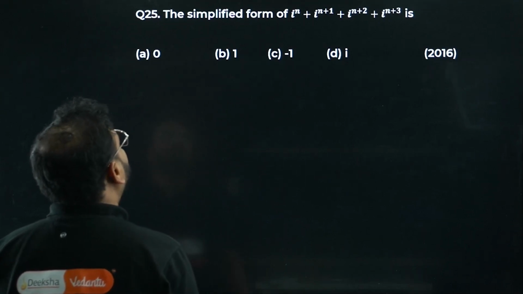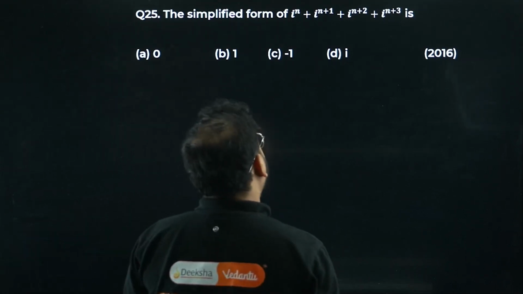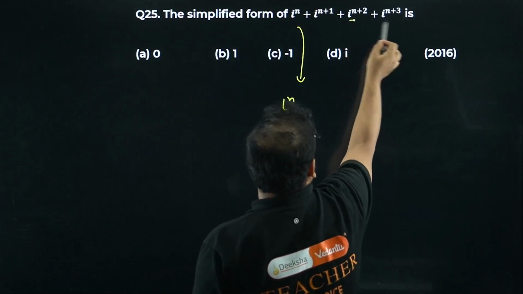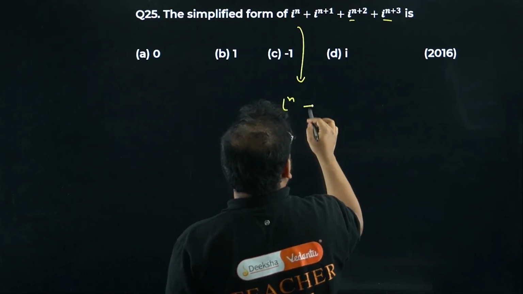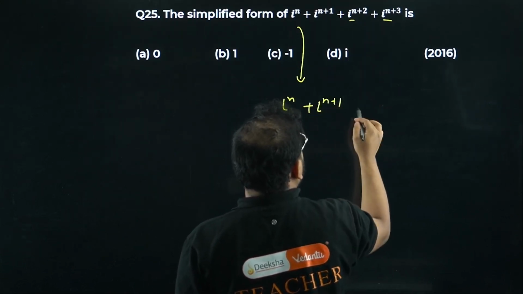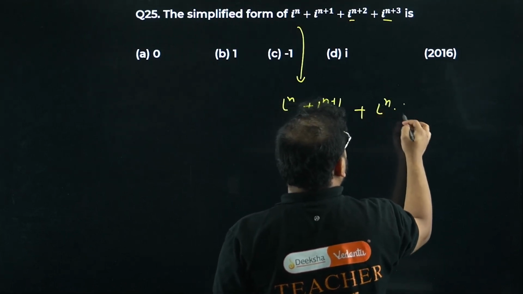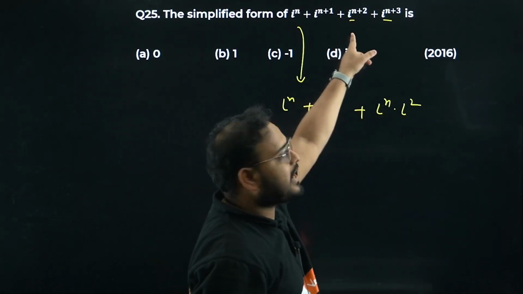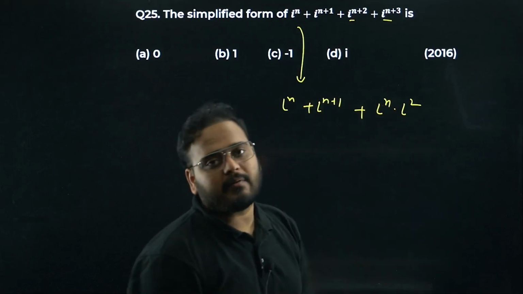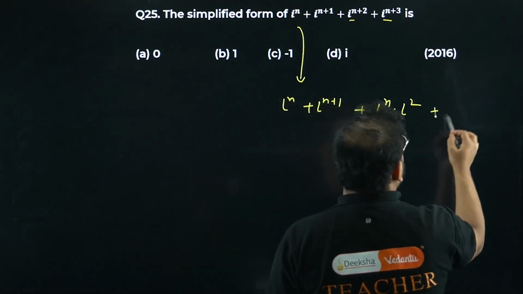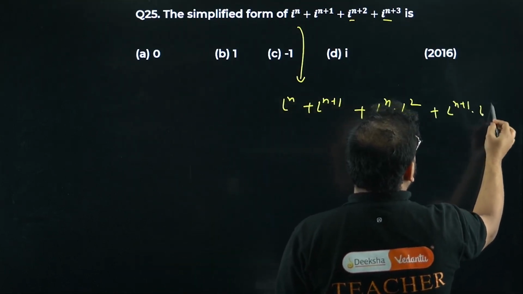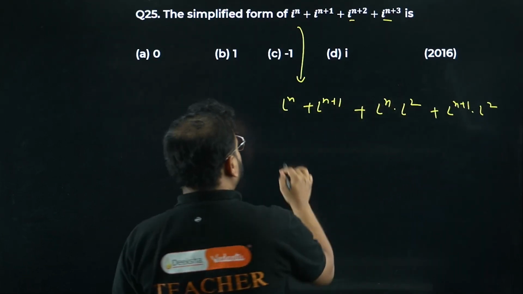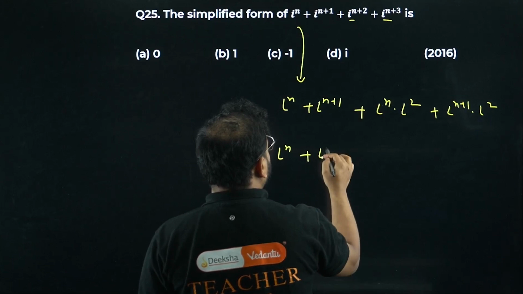Simplified form of i power n. It's a PYQ, please check here. I'll keep i power n like this because I'm going to make a change over here. Please check, I write here plus i power n plus 1, and on this I write i power n into i power 2. Correct, now same base powers are added. What about this? Same way, I write here i power n plus 1 into i power 2. Correct, now same base powers can be added. Please check. I have i power n as it is plus i power n plus 1 as it is.